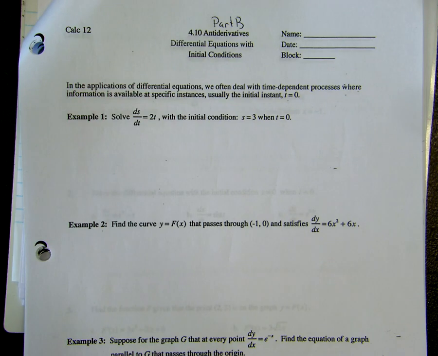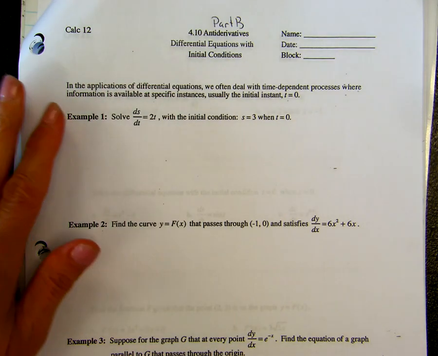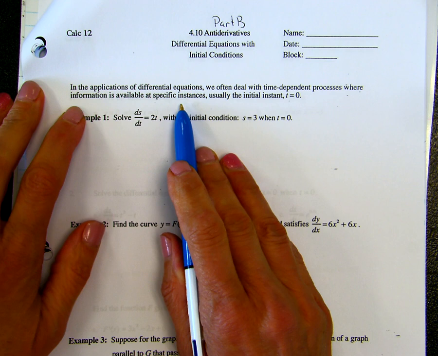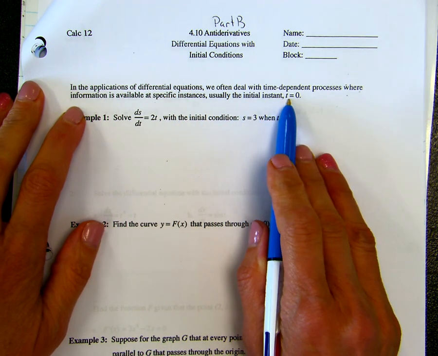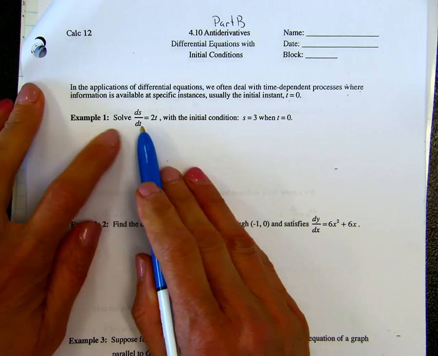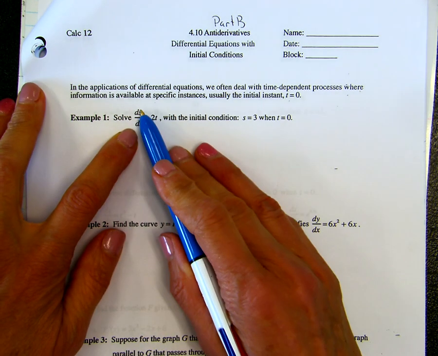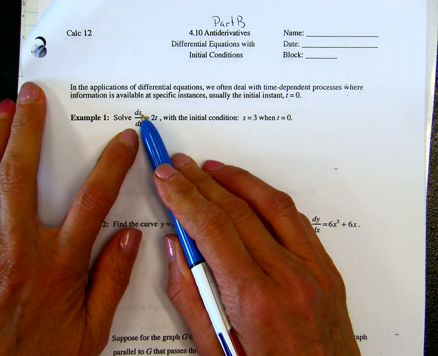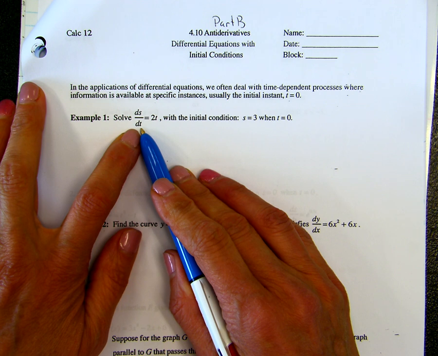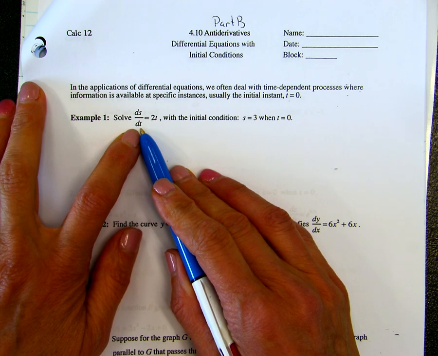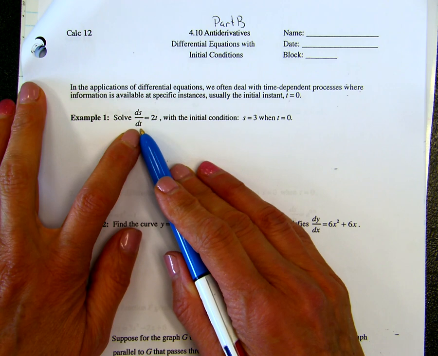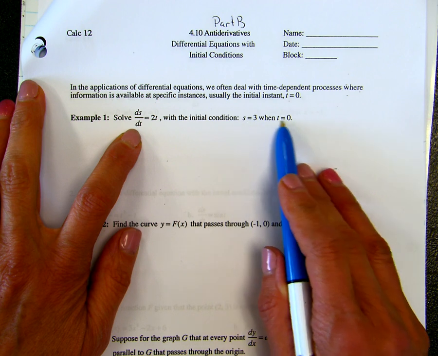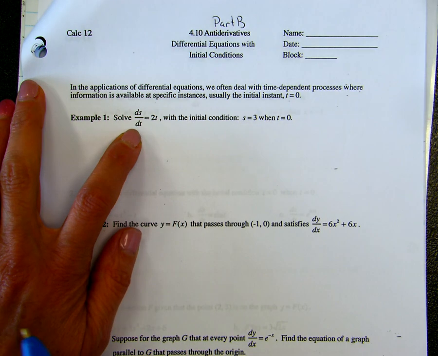In the application of differential equations, we often deal with time-dependent processes where information is available at specific instances, usually the initial instant, time is equal to 0. For example, solve this equation, ds by dt. As we've discussed in class, ds by dt means the change in position with respect to time. So this is our velocity function. The change in position with respect to time is equal to 2t, with the initial condition that our position at time 0 is equal to 3.